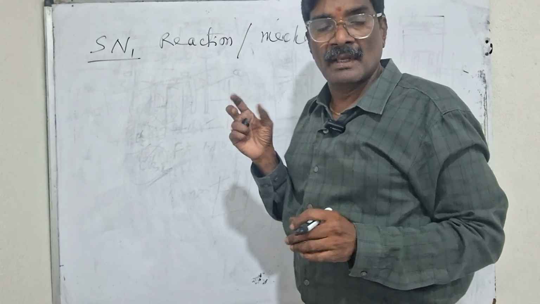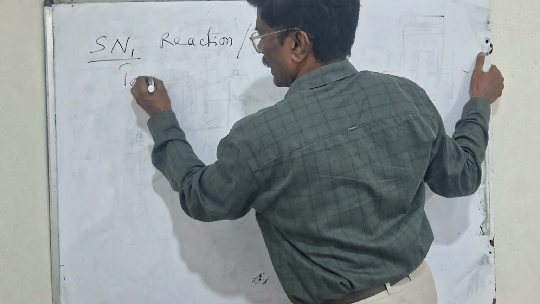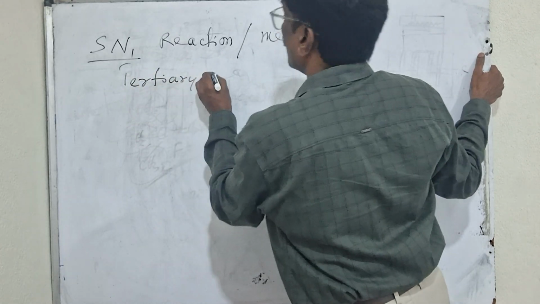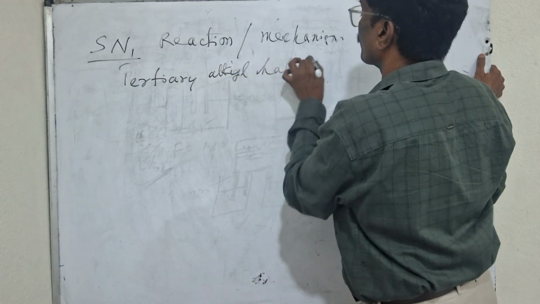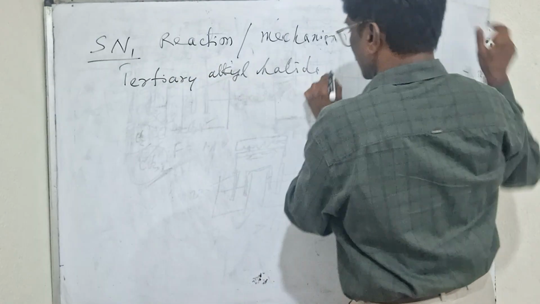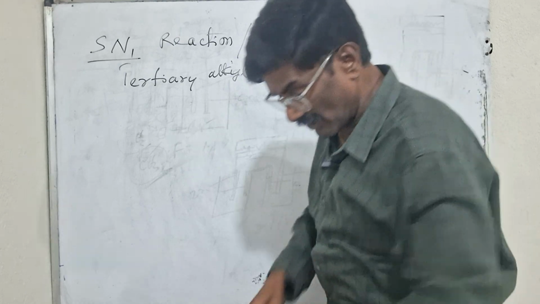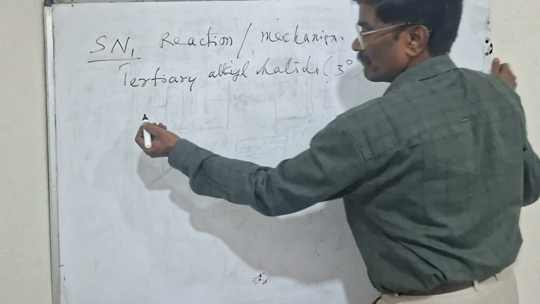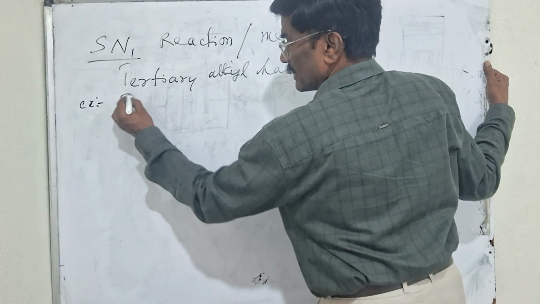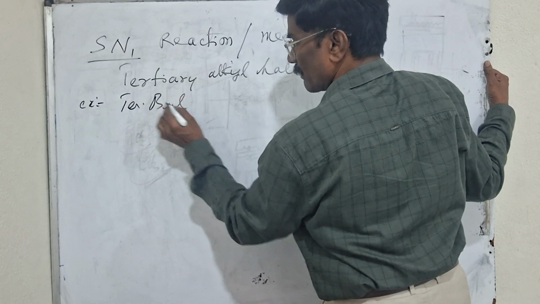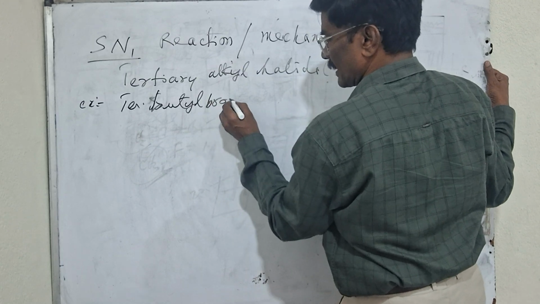For this mechanism, tertiary alkyl halides are best suitable. It means 3-degree alkyl halides undergo the SN1 mechanism. Let us take the example tertiary butyl bromide. Tertiary butyl bromide is the best example for this.